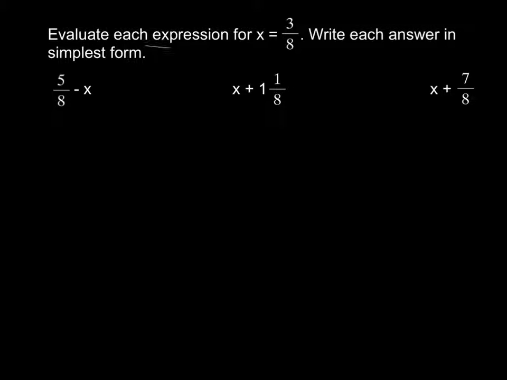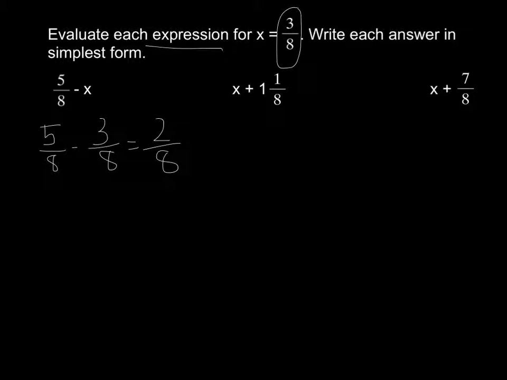Evaluate each expression for x equals 3/8. Write each answer in the simplest form. So here I have to do 5/8 minus x, or 3/8, because we know x is 3/8. Okay, common denominator, so I just have to do 5 minus 3 equals 2/8. Now that is not in simplest form. I can divide this by 2, divide this one by 2, and I would get 1/4 is my answer.